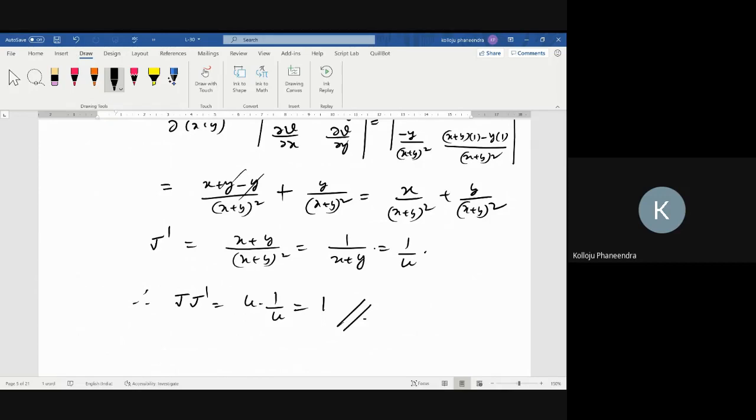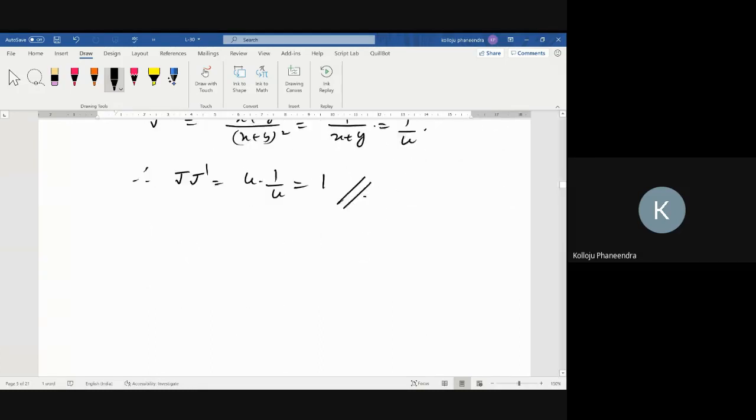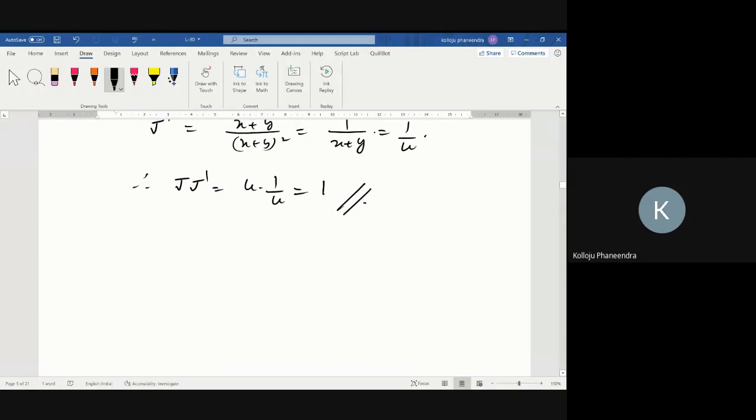Okay. In an examination, for example, if this type of problem comes, when you get J value as something, J dash must be its reverse value. If you are not getting that, you write that's an inverse value. You manipulate it. Right? Next one.